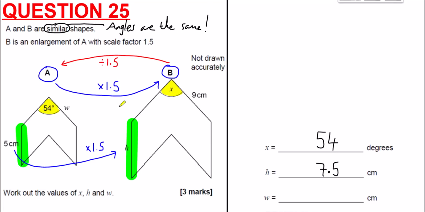And for W, what we're going to do is go from the bigger side on the big shape to the corresponding smaller side on the small shape. So to go from the big to the small, we're going to be dividing by 1.5 this time. We're going the opposite way around, so we're going to do the opposite thing and divide. And so 9 divided by 1.5 should tell you that W is 6 centimeters. And that's question 25 done.